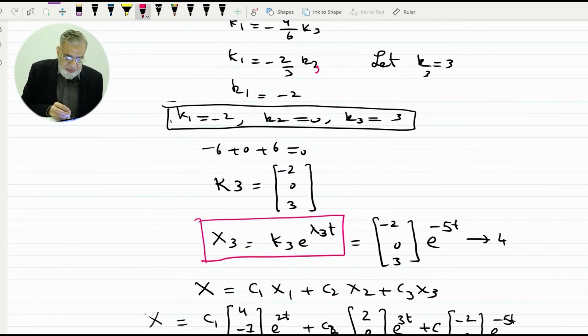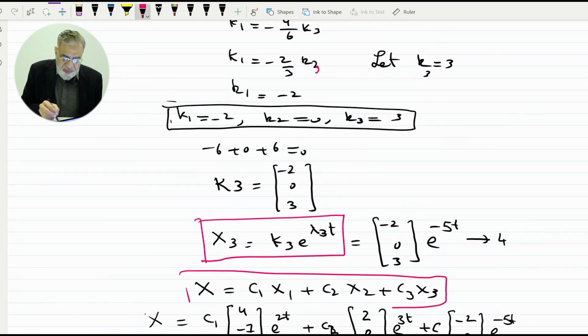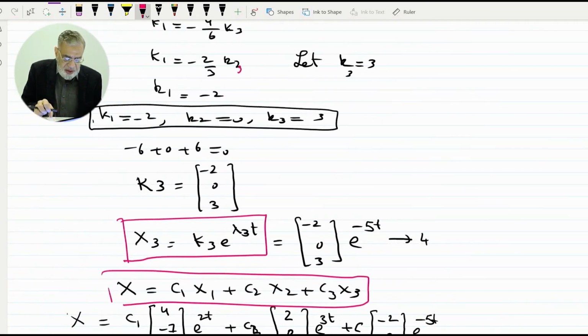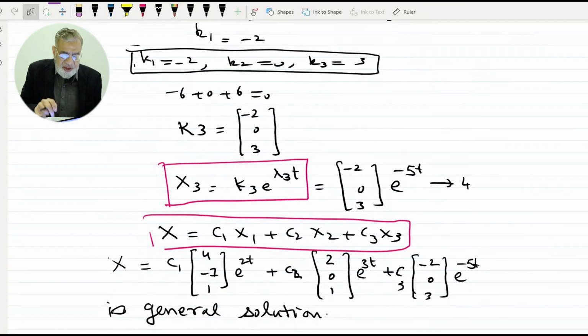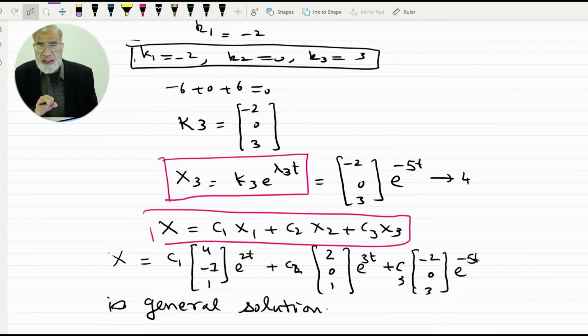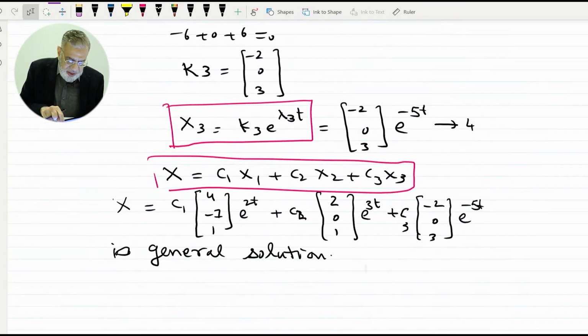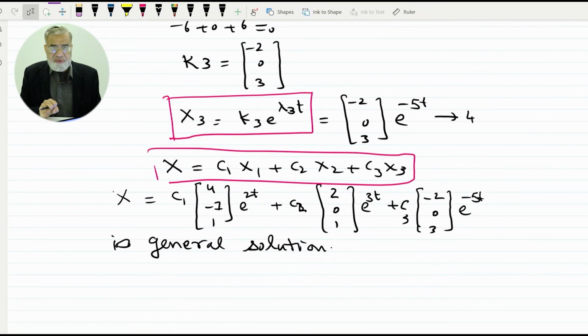Now I can write my general solution. Here x is equal to c1 x1 plus c2 x2 plus c3 x3. I have x1, I have x2, I have x3. Substituting here, this is my general solution. If you want to write x1, y1, z1, just change the matrix form to the equation form. You can write the value of x, the value of y, and the value of z. Thank you very much.